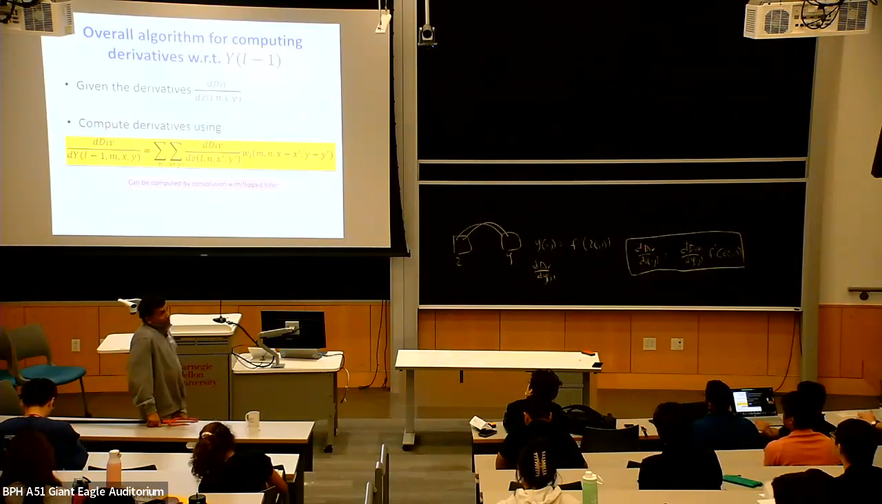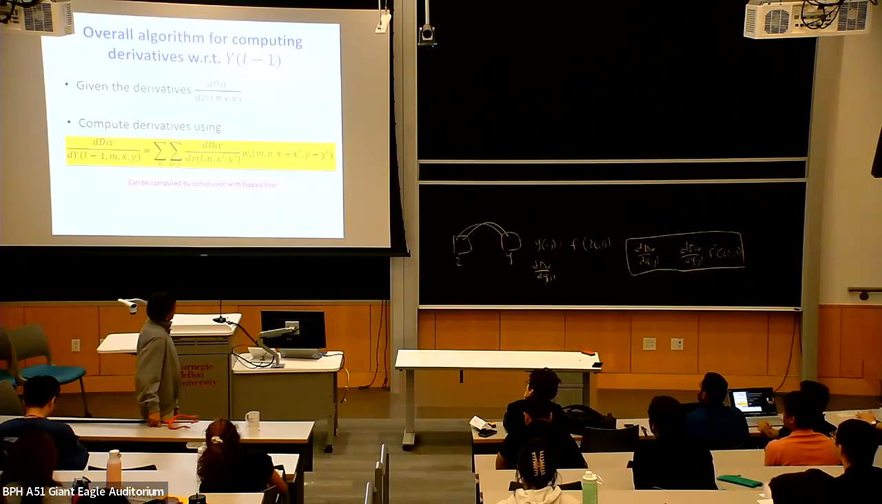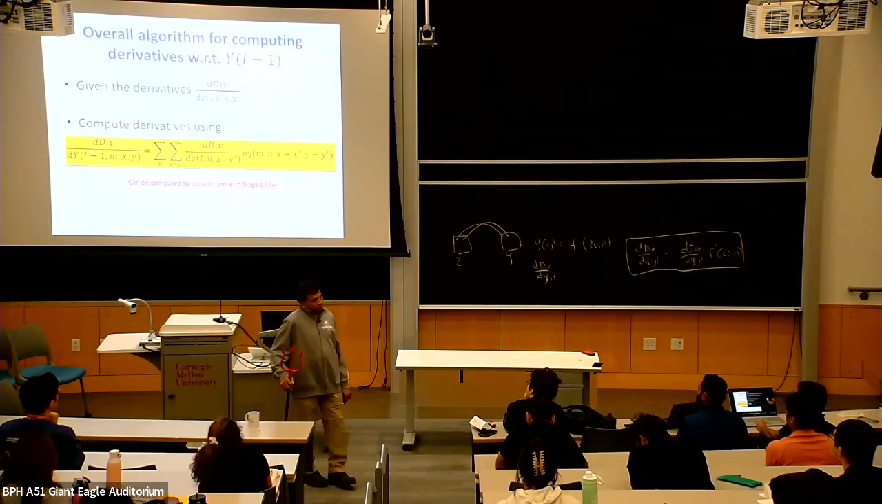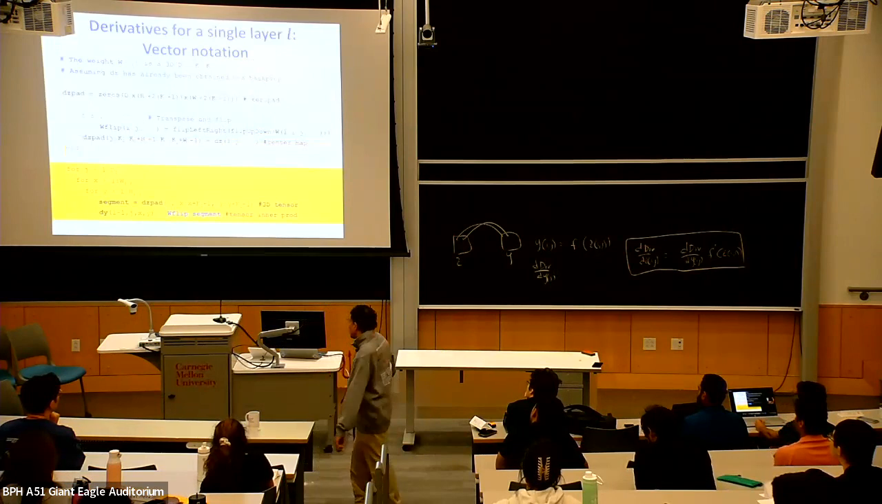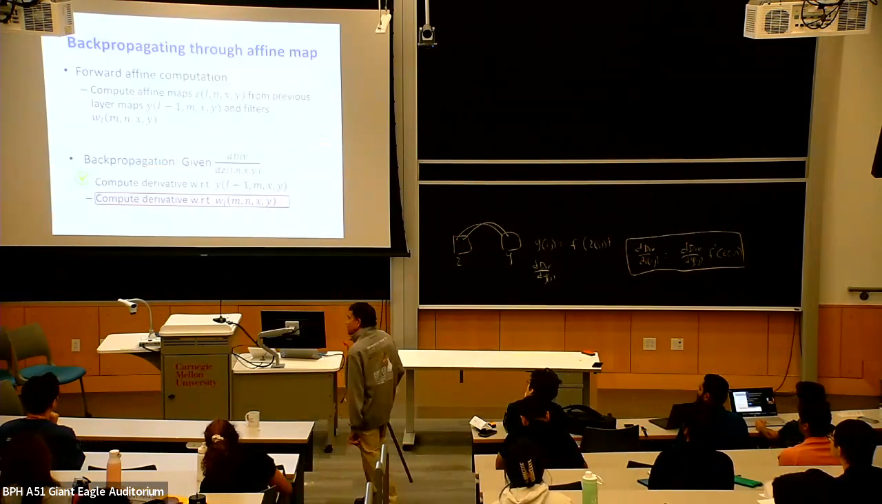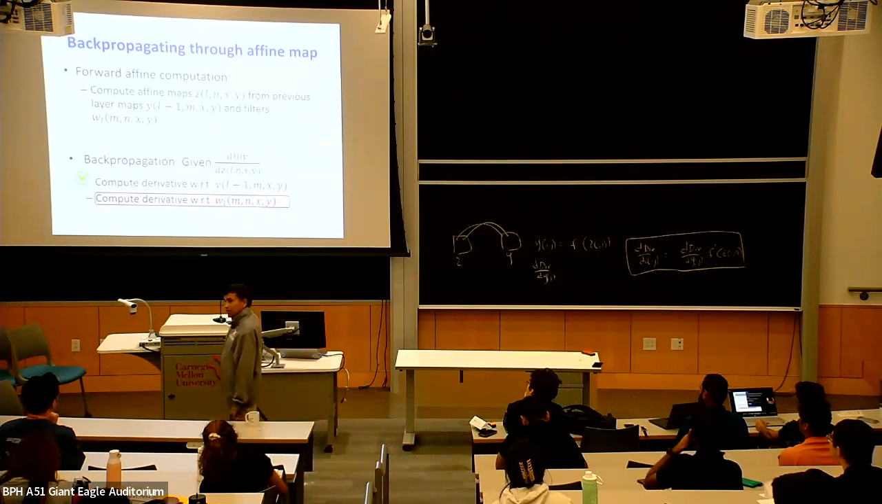So here's the overall algorithm for computing the derivative with respect to the input to the convolution. I'm going to skip the pseudocode. The one thing that remains is the derivative with respect to the weights.